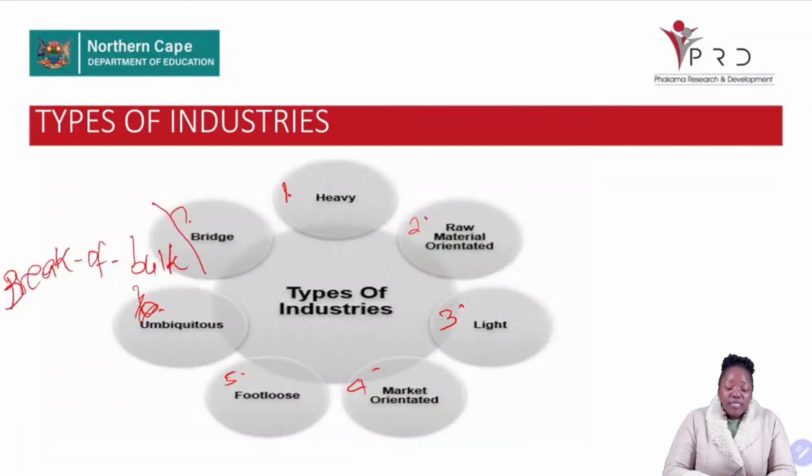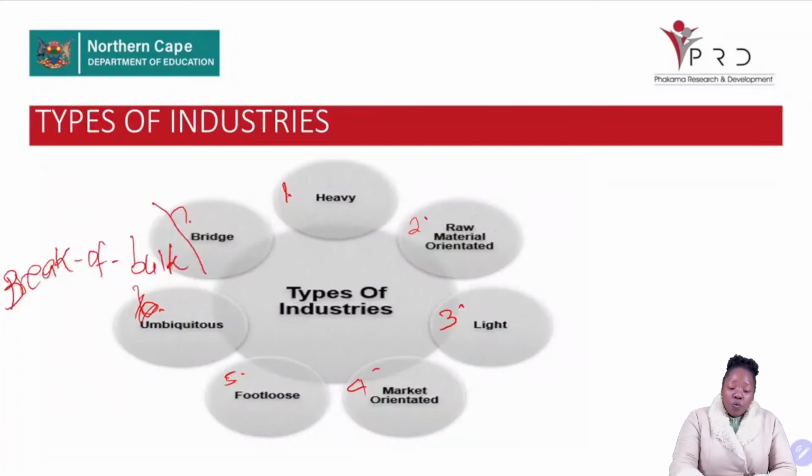And then we said the ubiquitous can be located anywhere because they are needed. There is no area that doesn't need a network. So we're talking about the networking companies, you know them. Then the industry that is like a standalone, it's market orientated. But then again, you can compare market orientated with the raw material because there could be some differences and there could be some similarities.